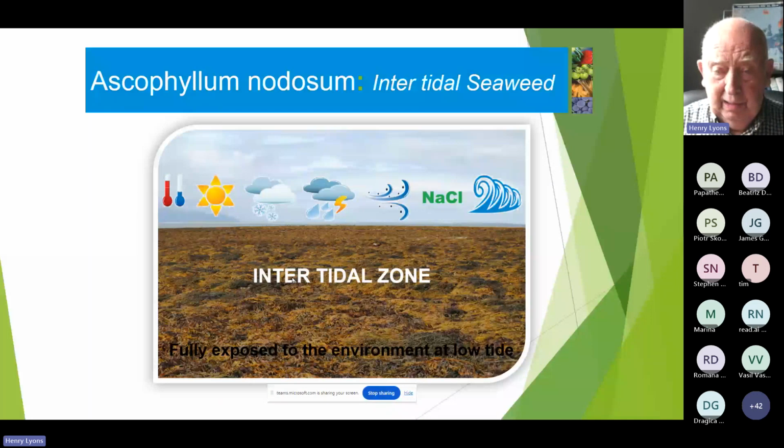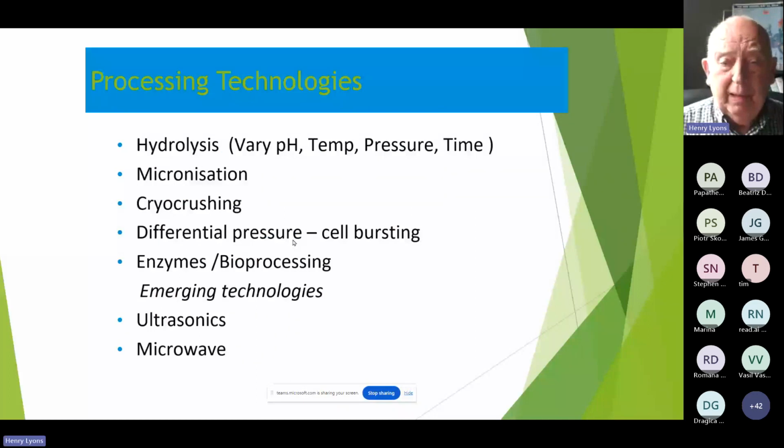It's intertidal seaweed, so it's exposed not only to the salt water, but to UV radiation, to scorching sun, and very cold weather also. It's underwater for about half the time and exposed to the scorching sun for the rest of the time. Now, how do you convert this fresh seaweed into liquid?